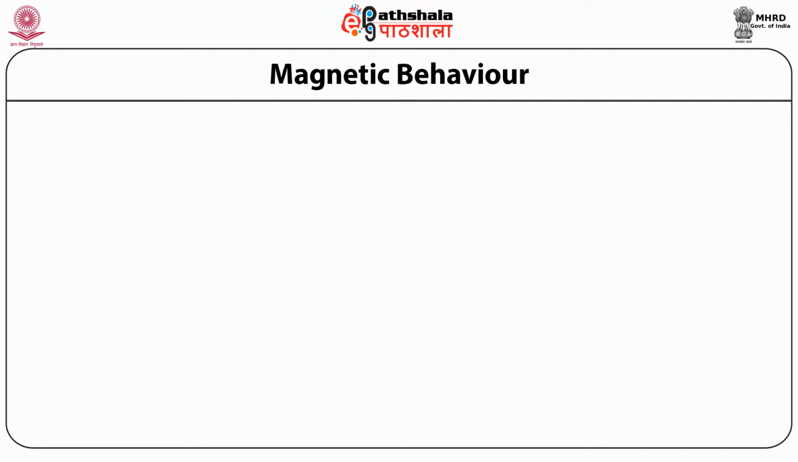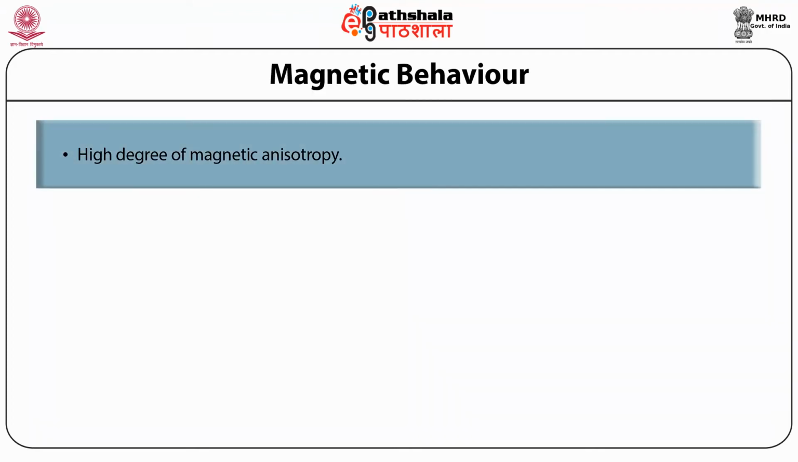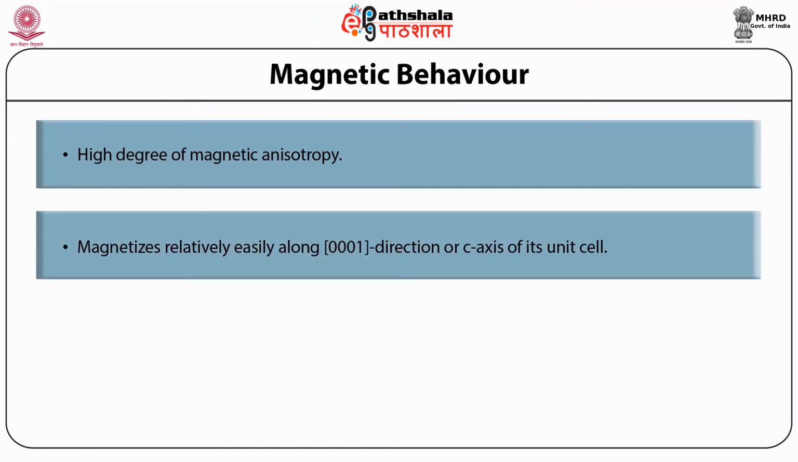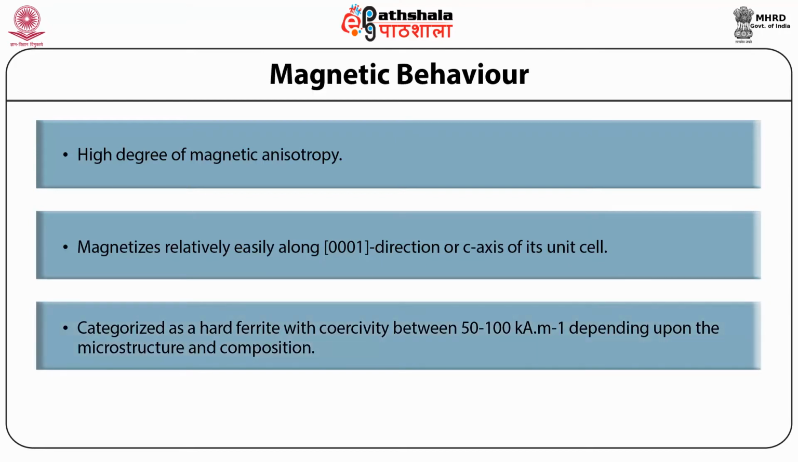So let us discuss the magnetic behavior. The hexagonal ferrites have a high degree of magnetic anisotropy and magnetize relatively easily along the 0001 direction or c-axis of the unit cell. The material is typically categorized as a hard ferrite with coercivity between 50 to 100 kiloamperes per meter depending on the microstructure and the composition.